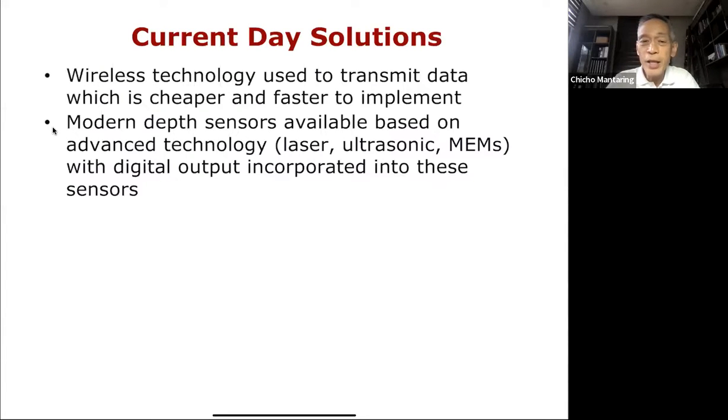And if you take a look at sensors now, when you buy a sensor, sometimes the output of the sensor is already digital. For example, I can actually buy off the shelf a temperature sensor, and the output will be the temperature already encoded serially. The data coming out is serial, so that I don't have to have many wires. Okay. So those are current day solutions.